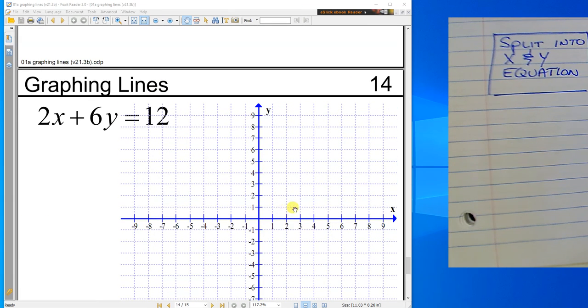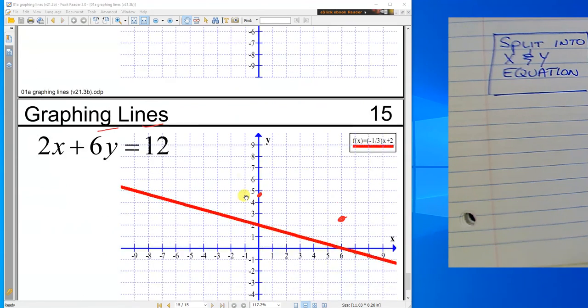Okay, let's graph it. So I can actually do this one in my head. 2x equals 12, so x equals 6. 6y equals 12, so y equals 2. Boom, connect the dots with a line, and you have the graph.